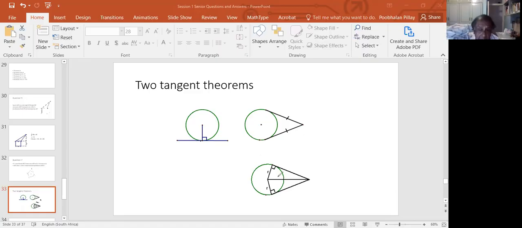Now, if you look at these two triangles, you will see that they are congruent because this is a common side, and you got this side here, and you got a right angle. So this is right angle hypotenuse side. And therefore they are congruent. And because they are congruent, these will have to be equal. You see? That's why these are equal.